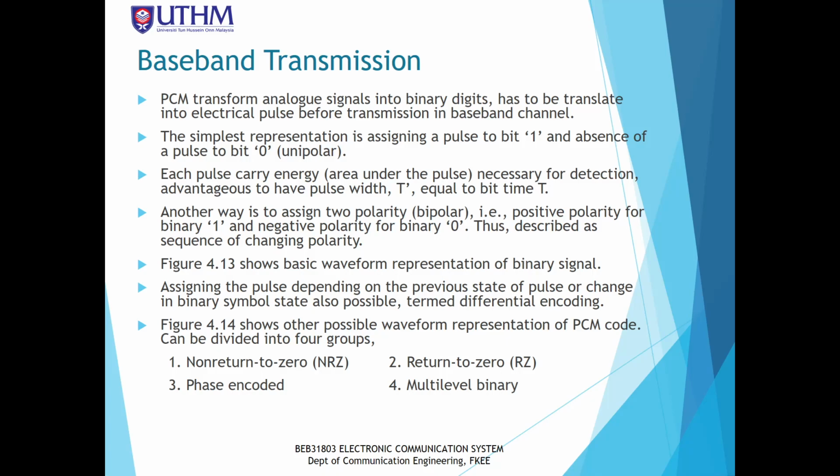What we do is some sort of encoding process where we change the code word into electrical pulses in terms of voltage, digital voltage that is suitable for the transmission. In order to do this, we can use what we call, in general, line coding. For line coding, we have a lot of methods. For example, we have non-return to zero, NRZ, phase encoded, return to zero, and also multi-level binary.